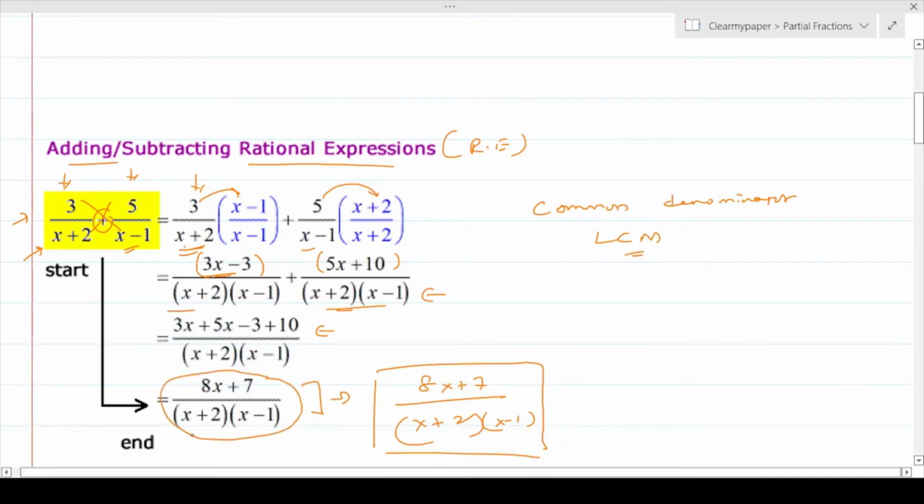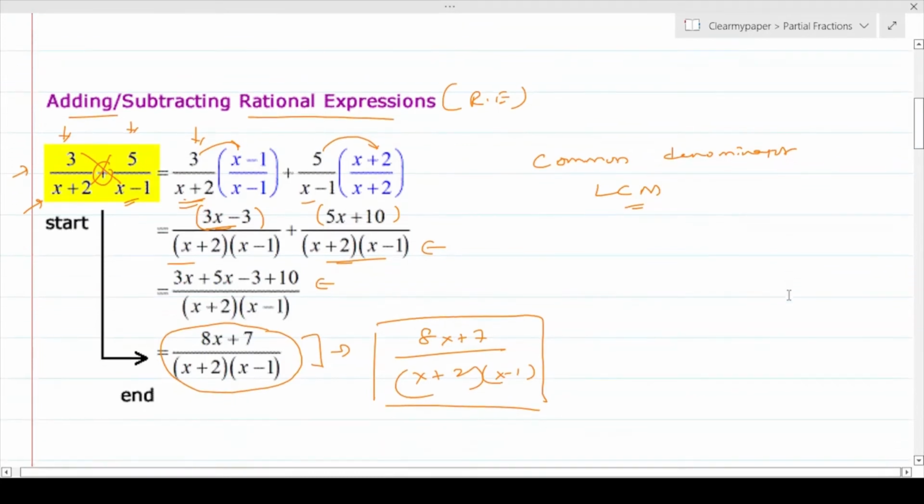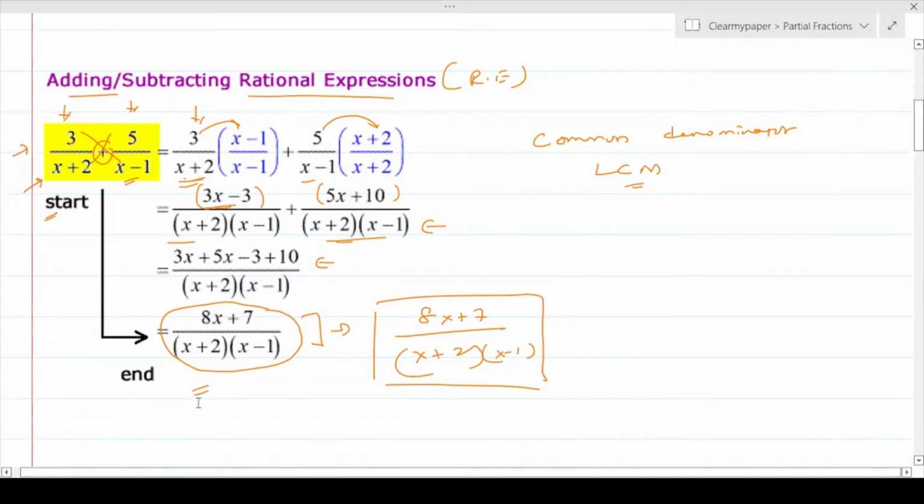That's what we did, and this is where we ended. And that's how we typically add or subtract two or more rational expressions. So partial fraction is nothing but the exact opposite of this. So you started from here in this case and you ended over here. In partial fraction, you do the exact opposite.